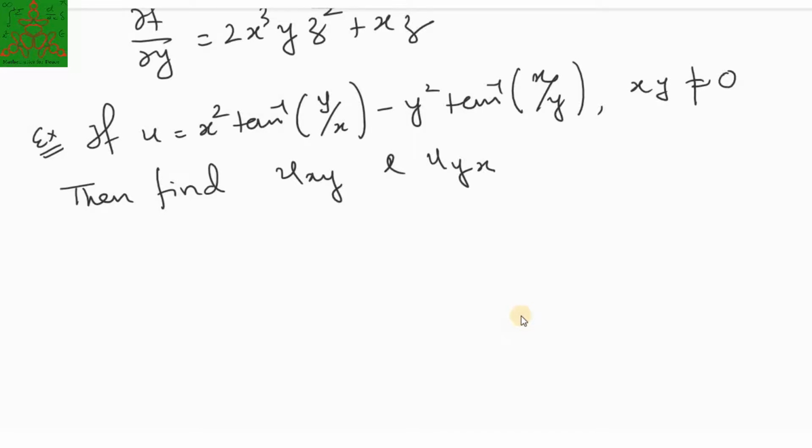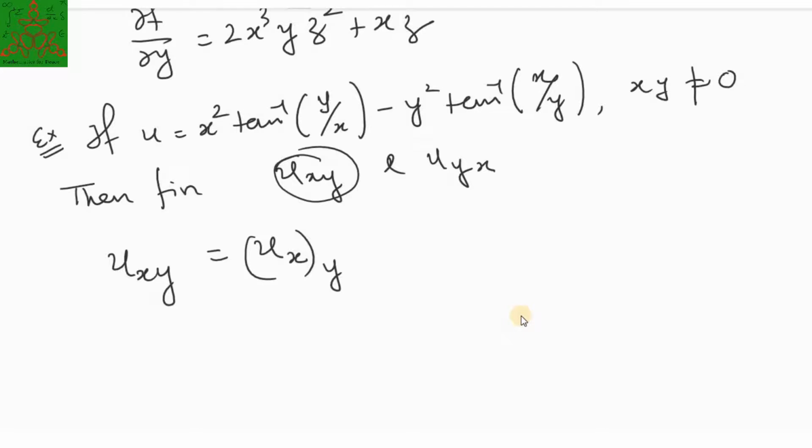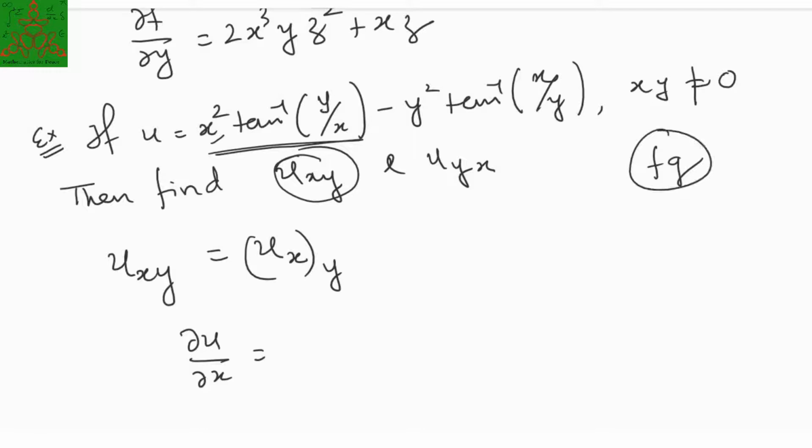So let us try to calculate what will be the uxy. What is uxy? As per the notation, it is u x y. So first you have to find out the derivative of this function with respect to x and then with respect to y. So first let us calculate del u by del x. To find the derivative of this function, you should observe that this is the multiplication of two functions, that is of the form f into g. Because this is x square function and this is tan inverse function, both of them involving x, that's why the product rule is applied here to find its derivative.